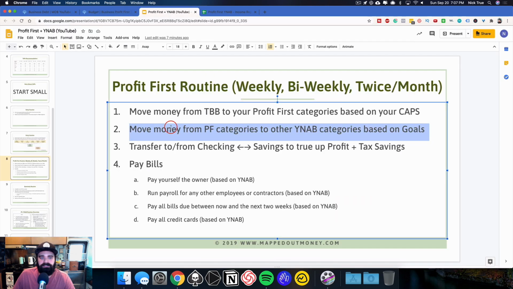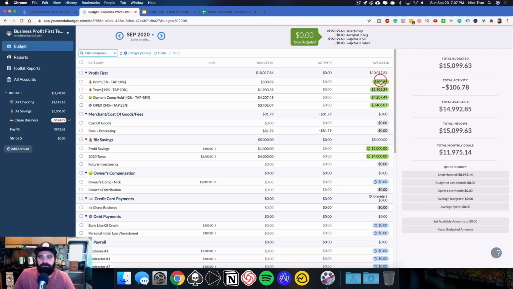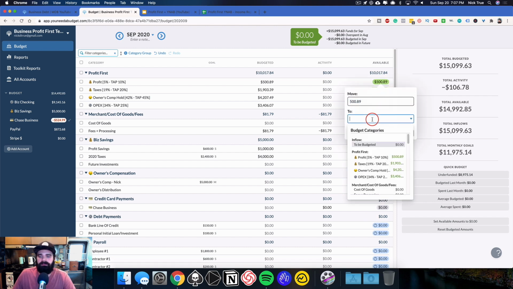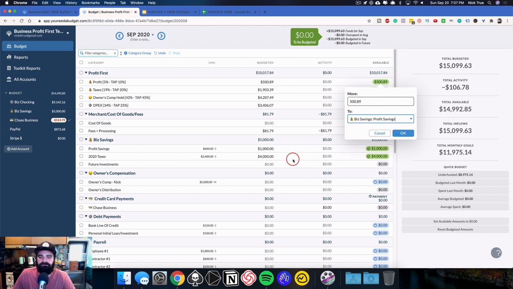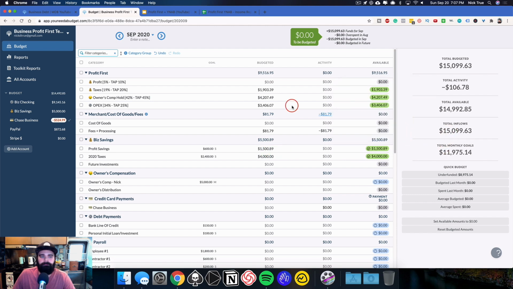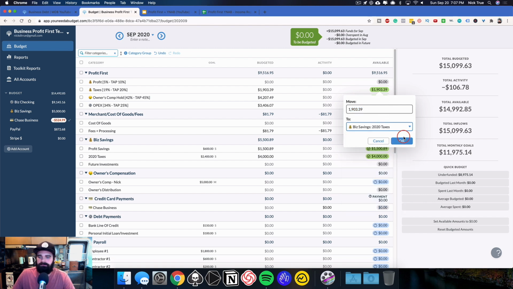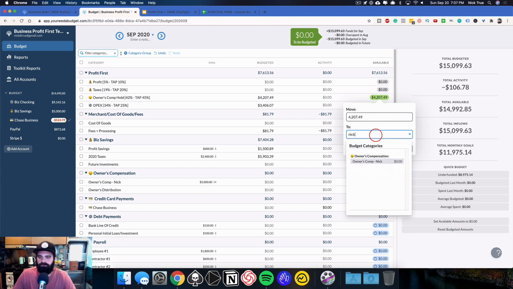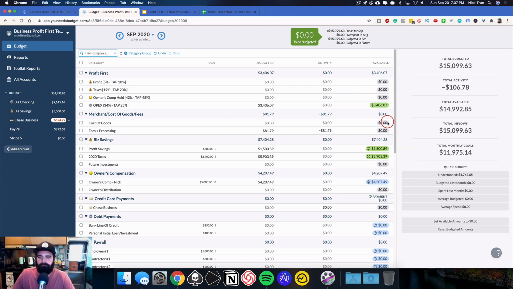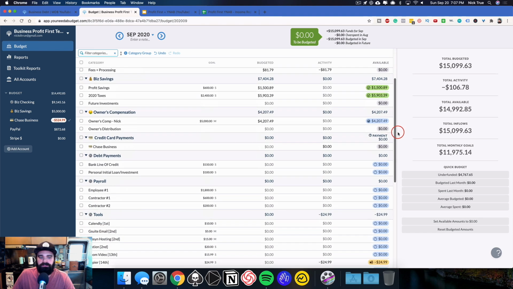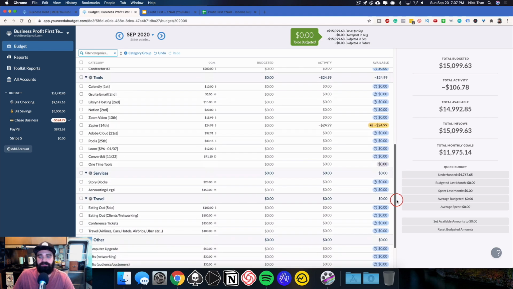So what this second step is, we're basically just going to move the money from here down to where it really should go. So from here, I'm going to click this and move it to my actual Profit First savings here. Biz savings, profit savings, that's this category here. Done. Taxes, I'm going to do the same thing. Taxes to 2020 taxes. Done. Owner's comp, I'm going to move that down to my owner's comp here. NIC true payment, this is for paying me my salary. And for this one, I'm going to distribute it out to my categories based on my goals.